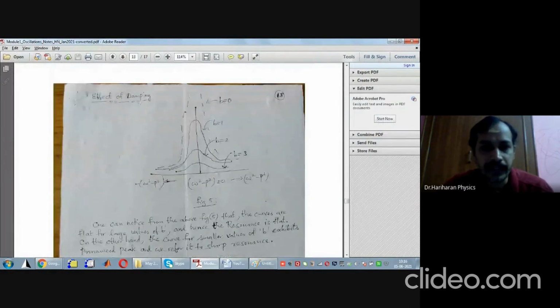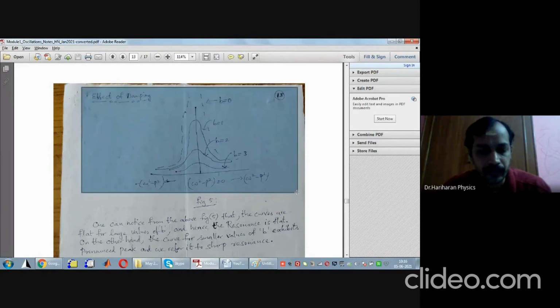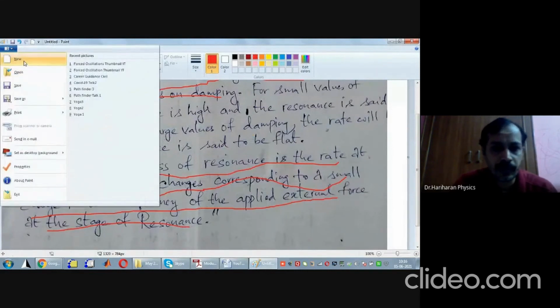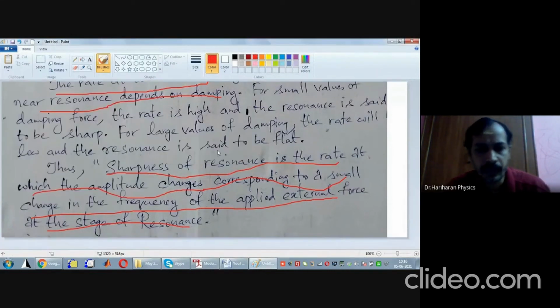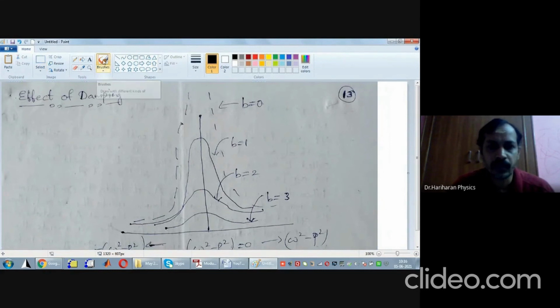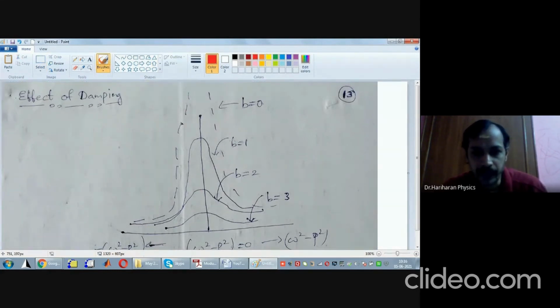Everything is summarized in this one single graph. I will consider this graph and tell you what the effect of damping is. Look here, this is the graph we have. So what is the effect of damping? Here B is equal to 1, here B is equal to 2, and here B is equal to 3.